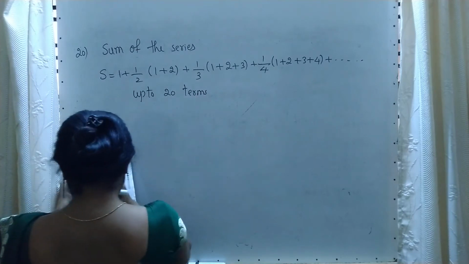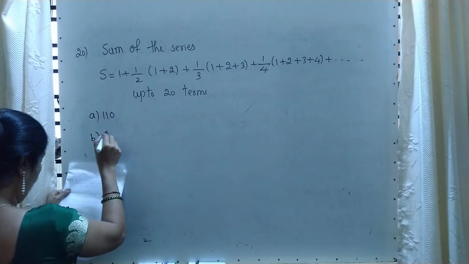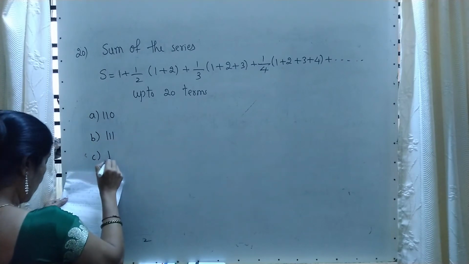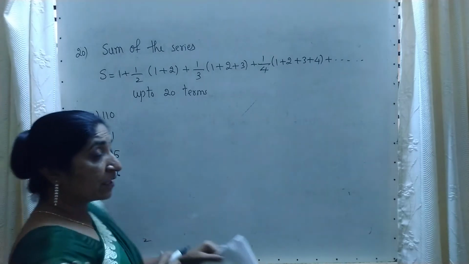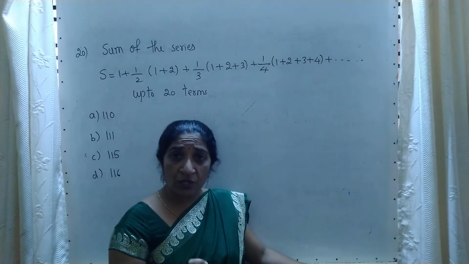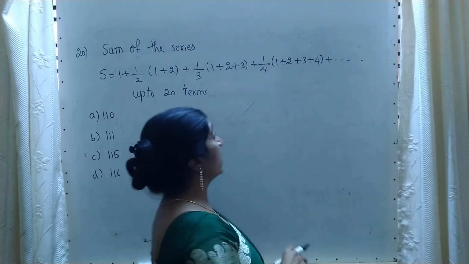Up to 20 terms. Options: 110, 111, third one 115, D 116. CET means what? You have to be thorough in that; within a fraction of a second you have to think, and we have to arrange the terms.